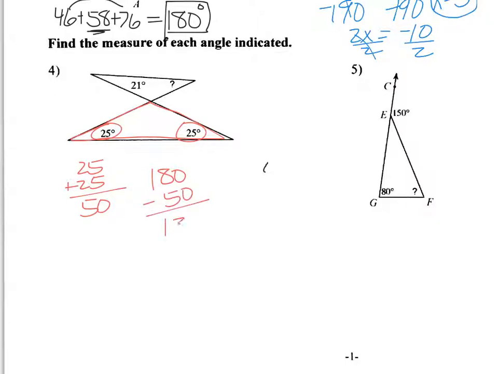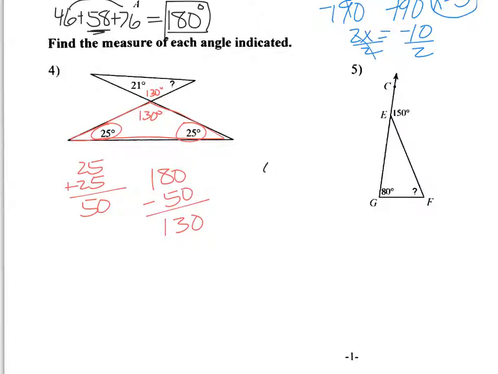And that would be 130. So that means this angle right here is 130. Now, why did I need that one? Because this one right here is 130. Why? Remember we said these are called vertical angles, and vertical angles are congruent.